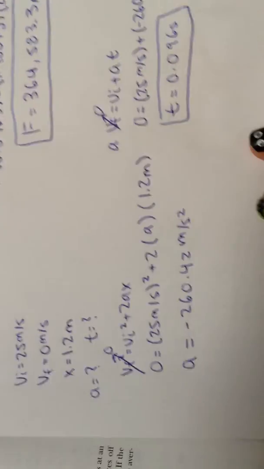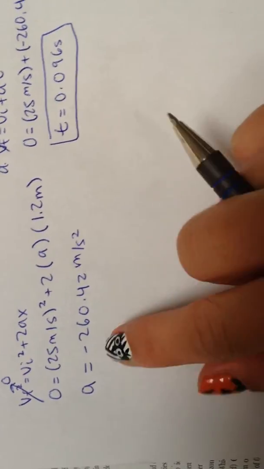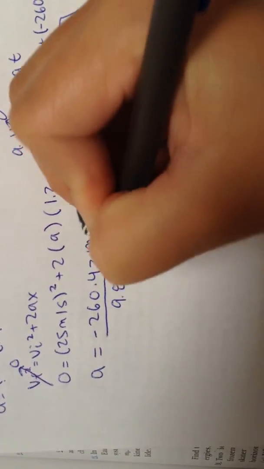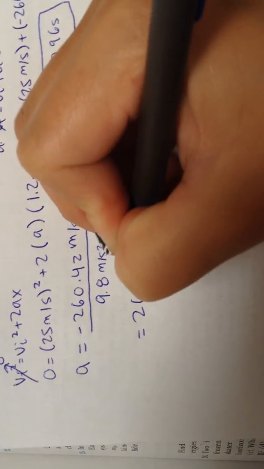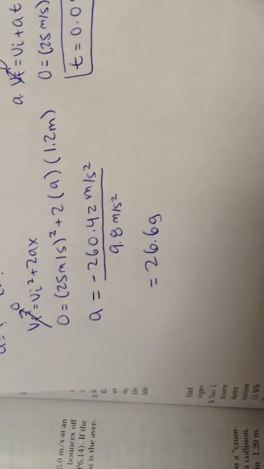And then for part C, it wants your acceleration in terms of gravity, which means you have to divide it by 9.8 because that's what gravity is, and that gives you 26.6 g because G stands for gravity. So that's your acceleration, which is part C.